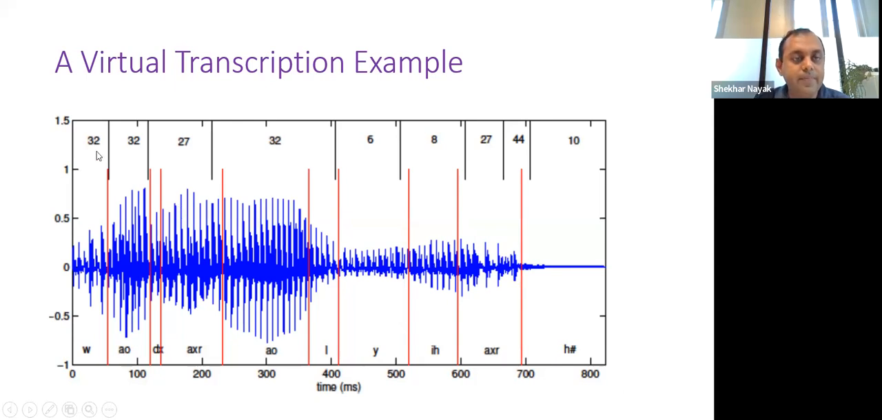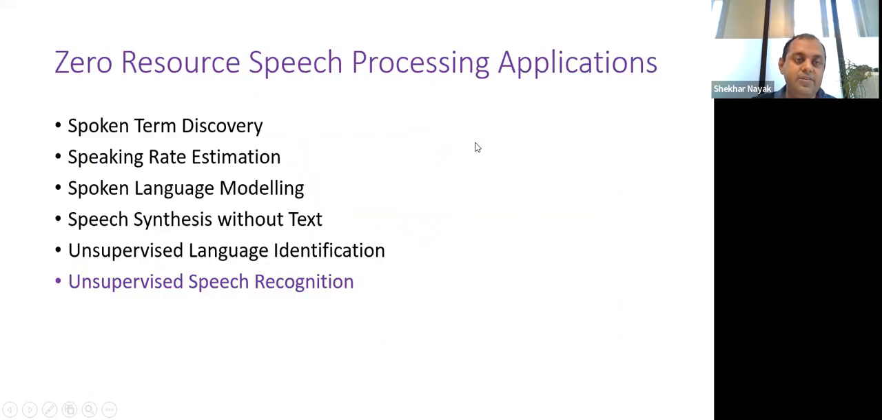So our virtual transcriber marks these two with the virtual label 32, which is obviously not correct because this was va and this was a. So it should have been a different virtual phone, but then it marks a different unit to this entire portion, and then it marks a similar phone 32 here. So this is consistent. You can see from the manually marked boundaries. So you get these virtual labels which can be used to train speech systems.